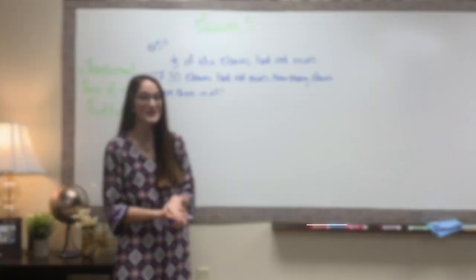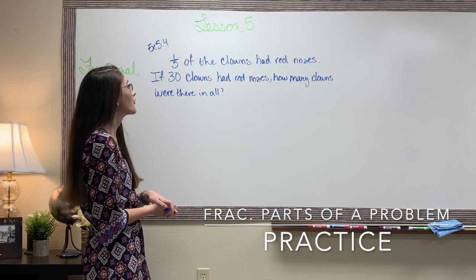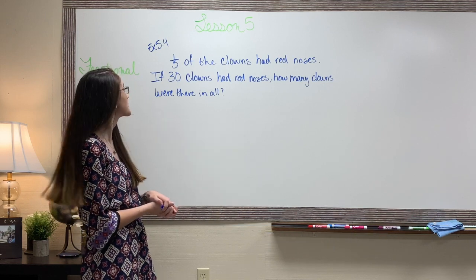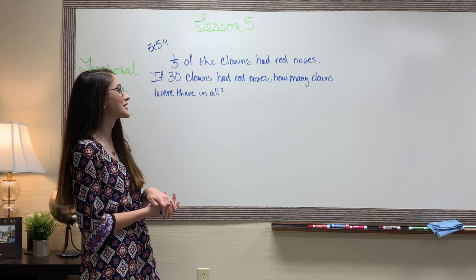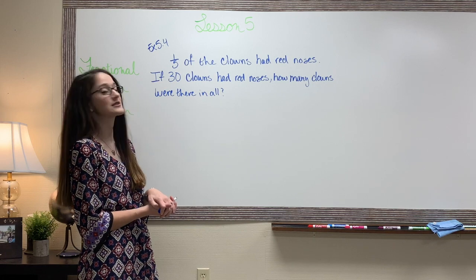Okay, so our first example is 1/5 of the clowns had red noses. If 30 clowns had red noses, how many clowns were there in all?